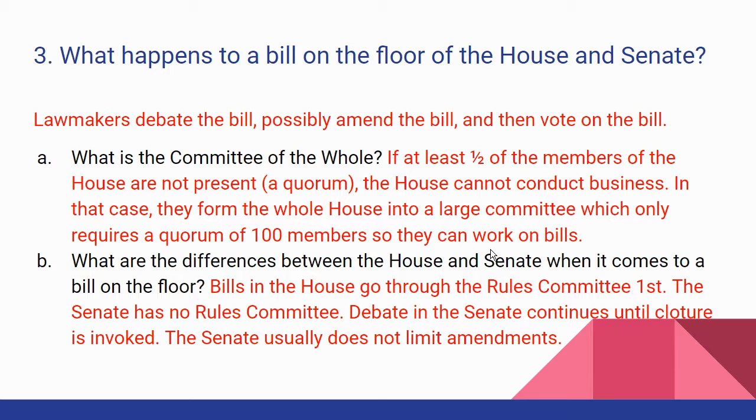Once that happens, then they can continue on with it and vote yes or no on the bill. The Senate usually does not limit amendments. There may be times when they do, but that does not happen often. But those are the main differences between the House and the Senate with the bill on the floor.